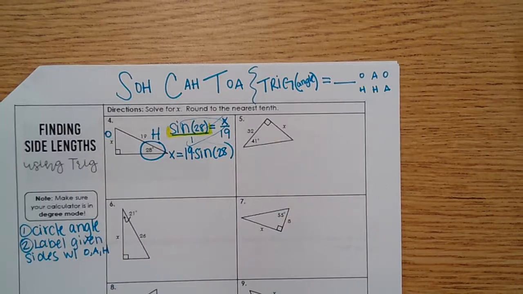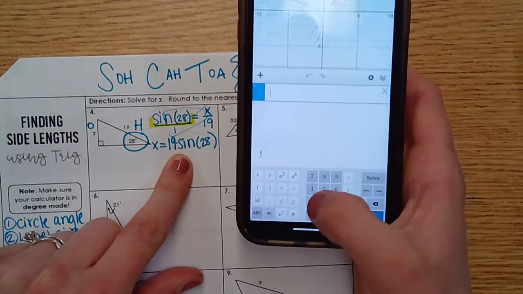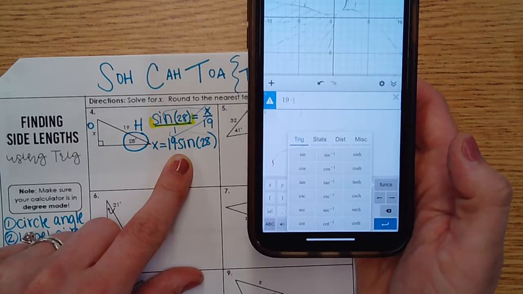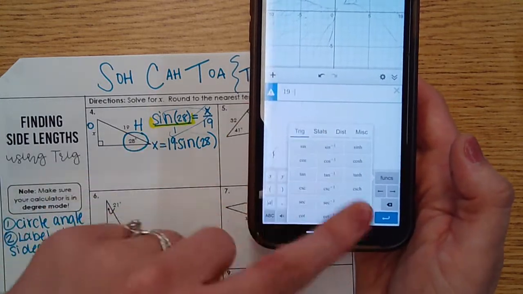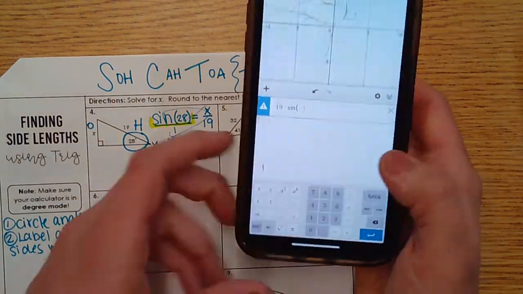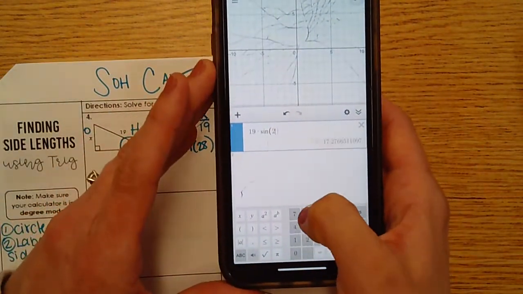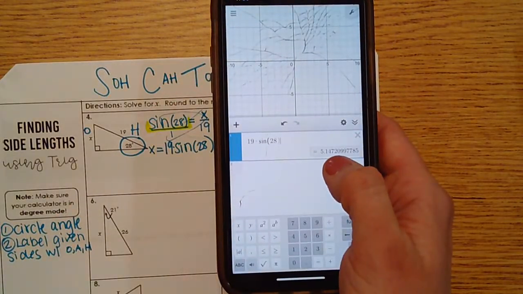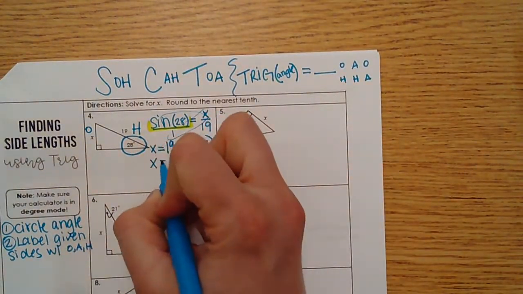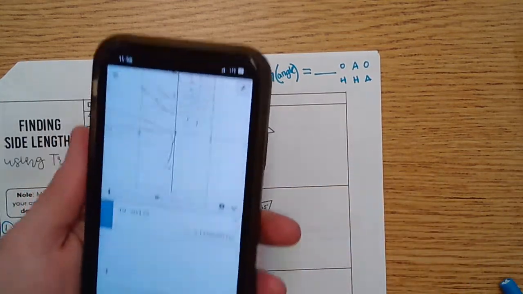So from there, you are in Desmos, and we're going to plug it in just like this. How do we do it? 19 times, now if you click the function button, it's going to bring up all sorts of stuff, and we're already in the trig section. So we're taking the sine, using that very first one, and it opens up the parentheses already. So you just enter in your degree. Okay, so we get 5.14, rounded to the nearest tenth. X equals 5.1. And I apologize, I forgot to do one thing with you guys.